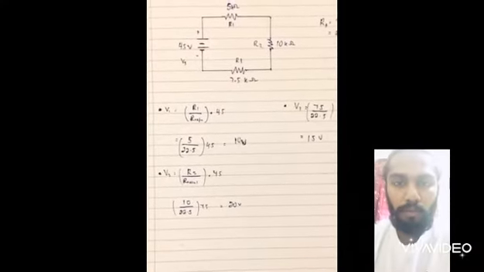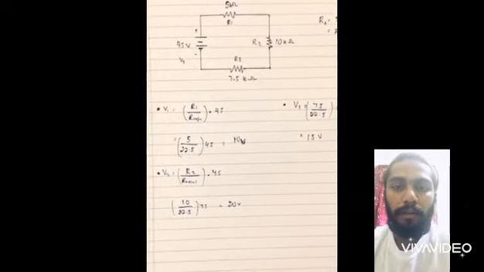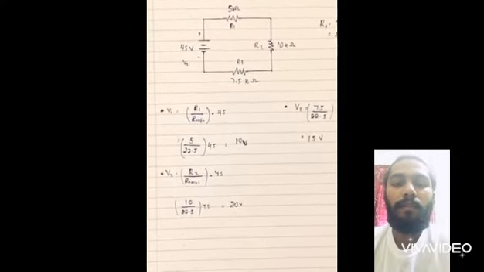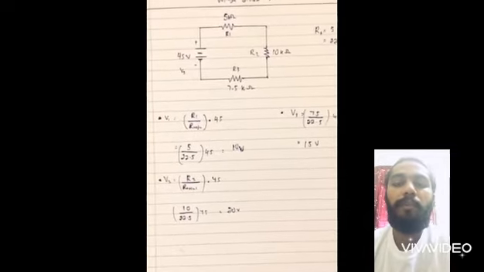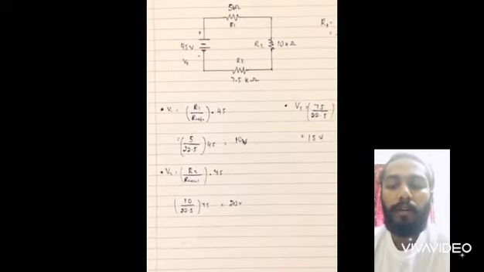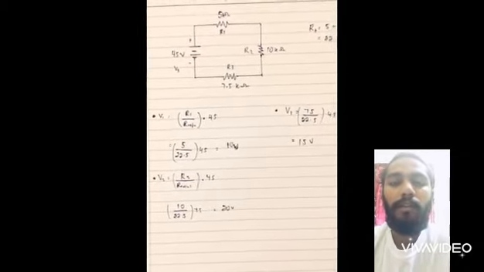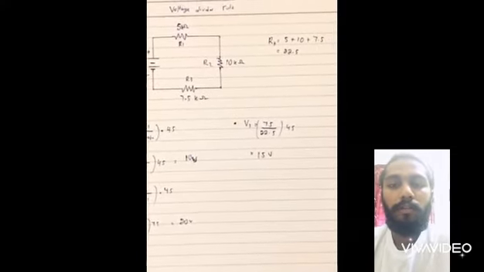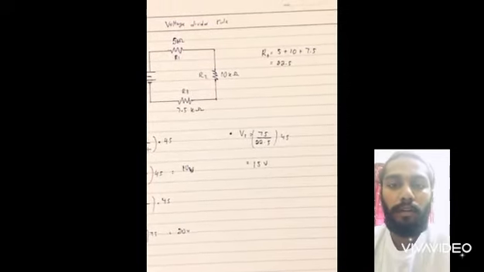The resistance at V1 is 5 kilo ohm. So the formula is R1 over R total times 45. So 5 over 22.5 times 45, so the answer is 10 volt. Then the second, 10 over 22.5 times 45, so the voltage for V2 is 20 volt. Then for R3, 7.5 over 22.5 times 45, the answer is 15 volt.